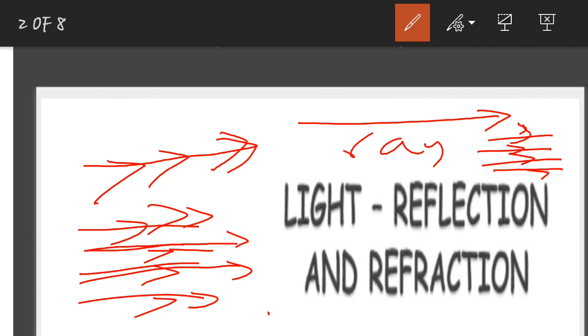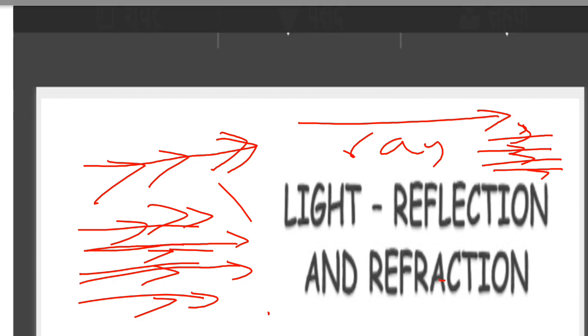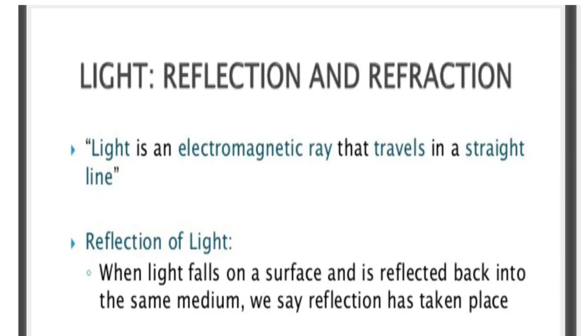Okay, now we will see the next point, that is reflection. Light is an electromagnetic wave that travels in a straight line, which we have studied, but light has a dual nature. It has a particle nature as well as an electromagnetic wave nature. Light behaves like a particle as well as an electromagnetic wave. Clear?